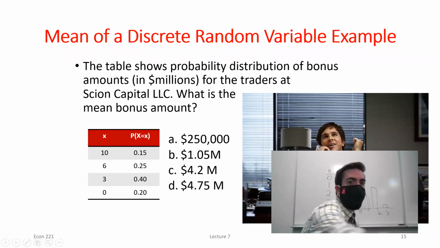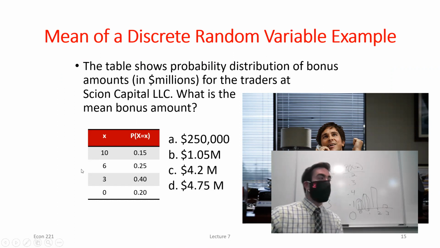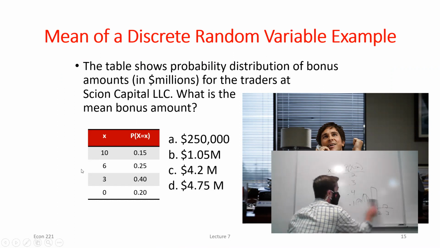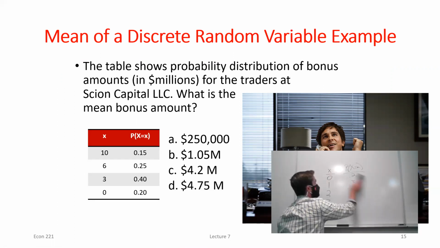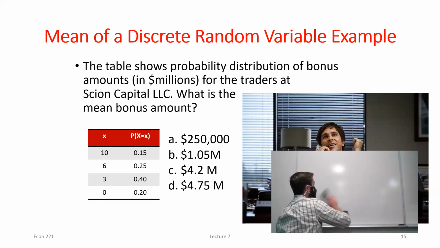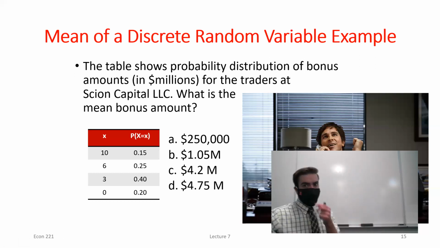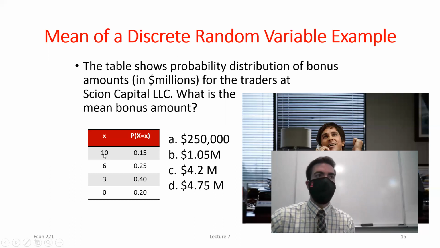So let's say I had this example where I've got 4 possible outcomes. It doesn't have to necessarily always be as nice and neat as it always goes up by 1. So here we have an example where we've got different bonus amounts that we could see: 0, 3 million, 6 million, 10 million, right? And the probability we see each one of those bonus amounts is right next to what the outcome is, right?